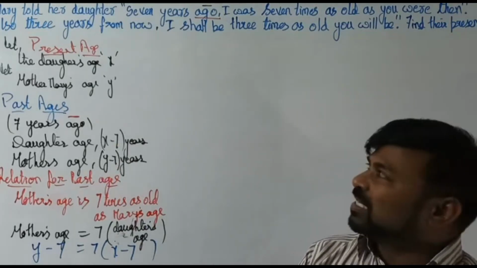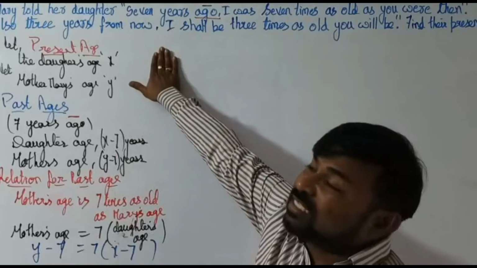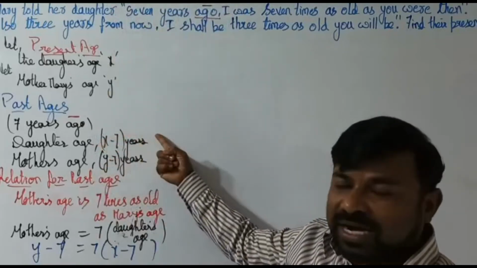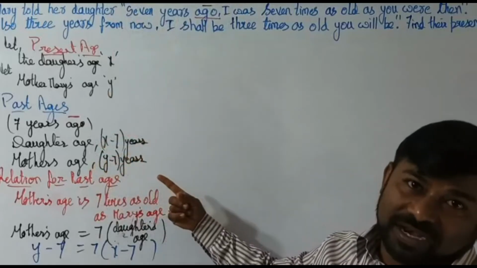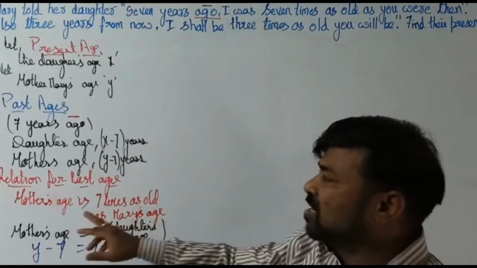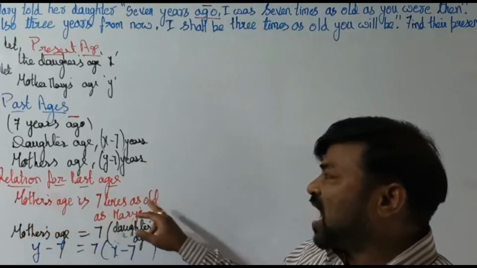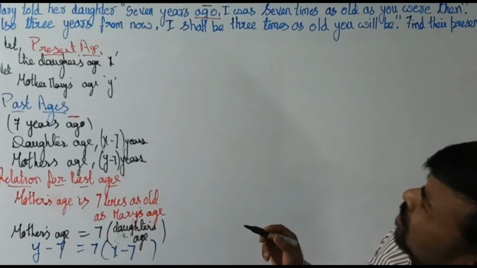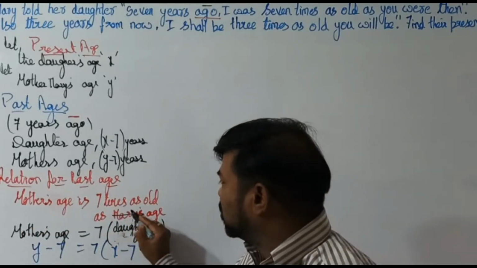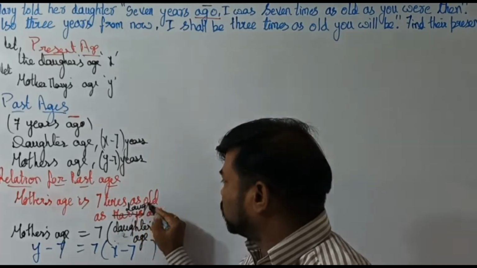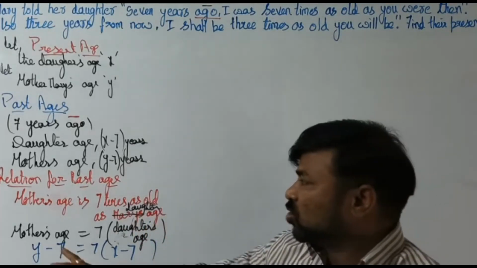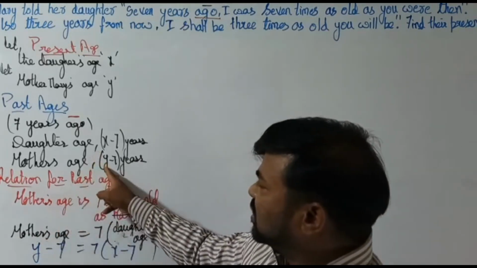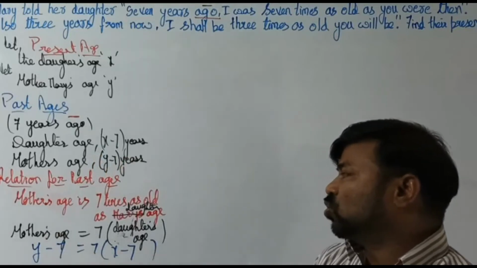Hope you are able to understand. The present age of the daughter is x and the mother's age is y. 7 years back, the daughter's age is x minus 7 and the mother's age is y minus 7. What is the relation given here? The mother's age is 7 times the daughter's age. So the mother's age y minus 7 is equal to 7 into the daughter's age.